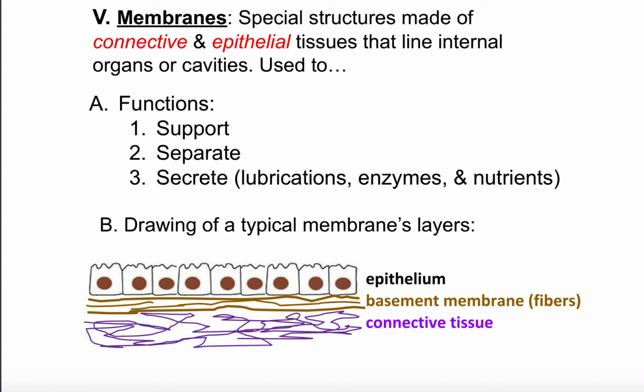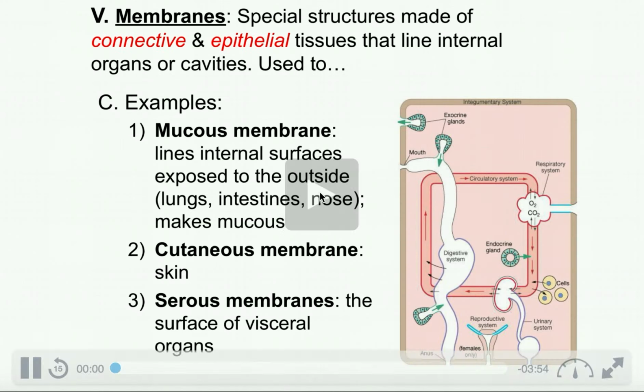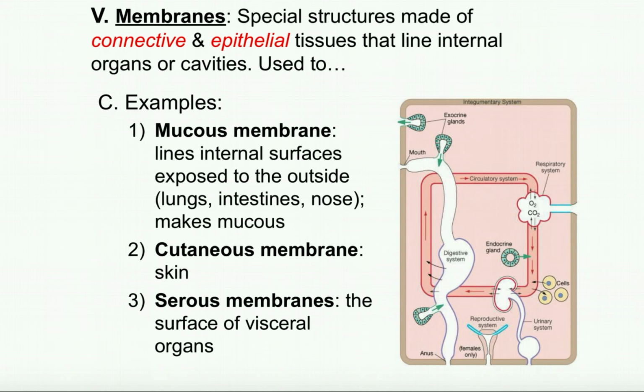Generally speaking, if you're going to draw typical membrane layers, you have the epithelium layer first. It might be made of more than one cell layer. It might be made of only one cell layer. You're going to have the connective section that helps glue the epithelial down onto the connective tissue underneath. But this whole thing is considered a membrane. So here are some examples of membrane types.